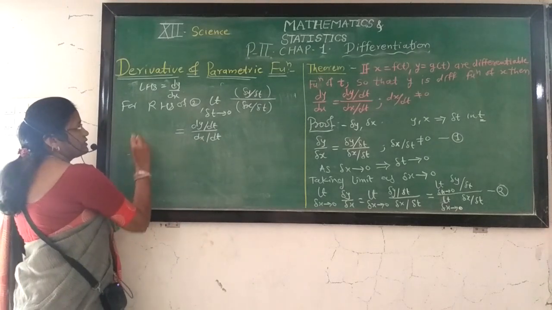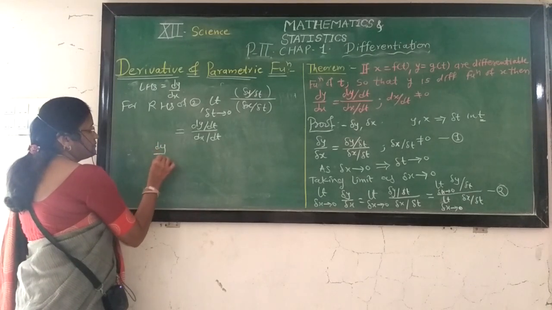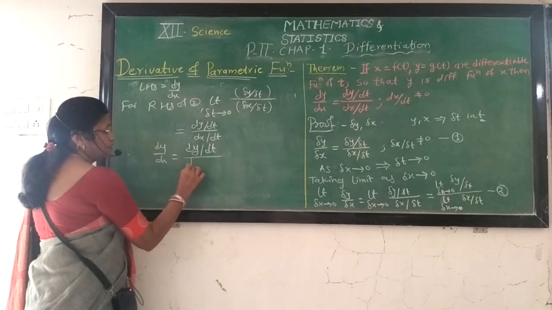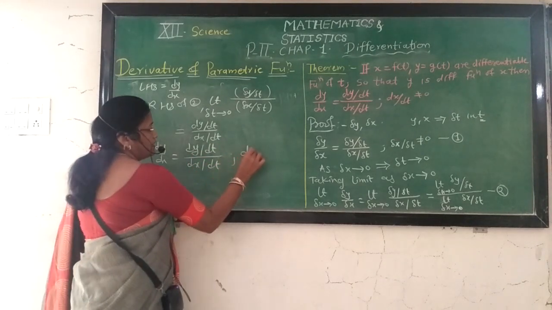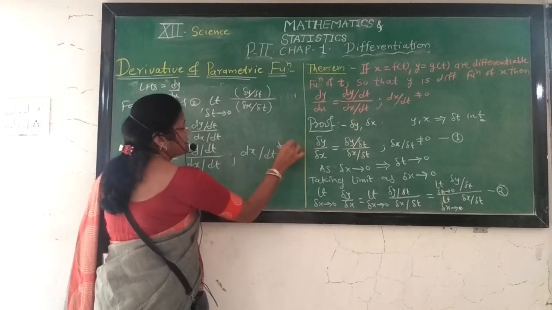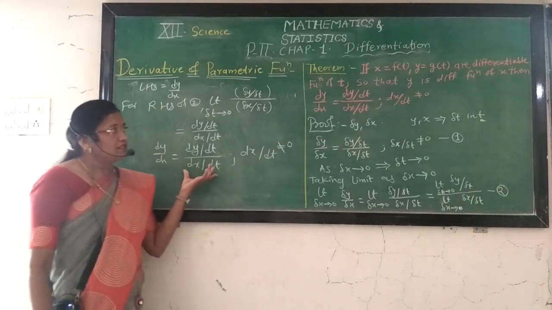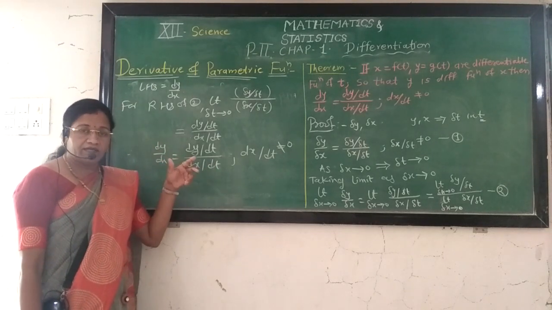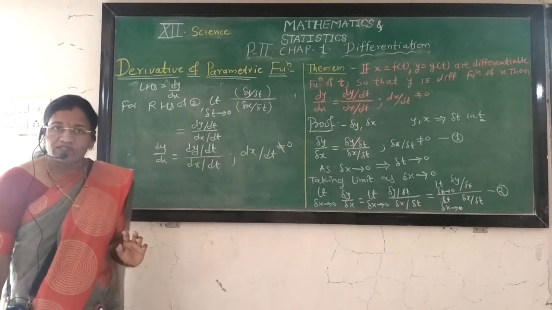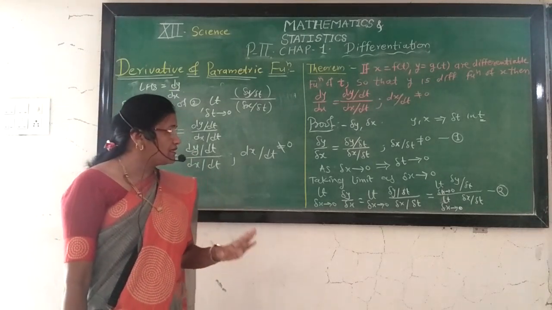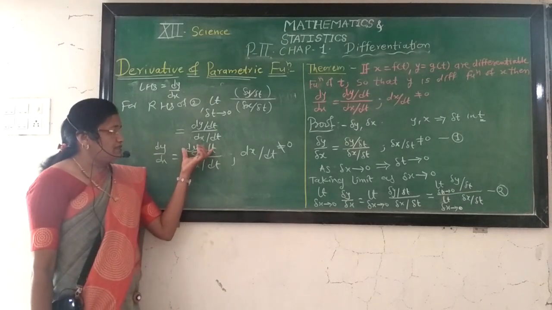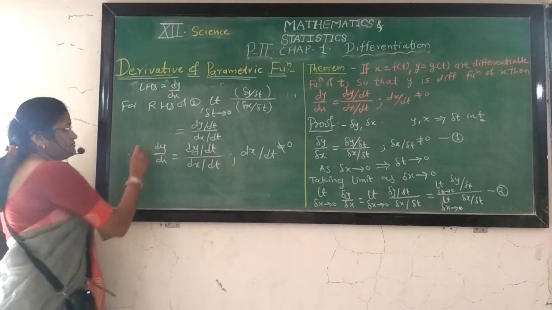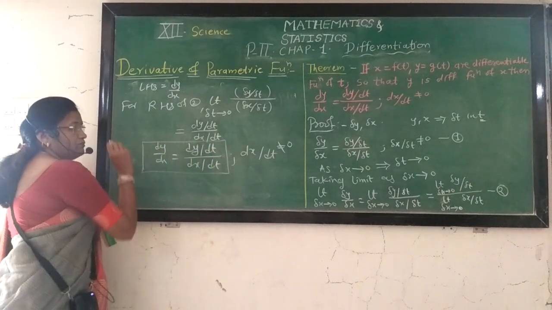So, combining, LHS equals dy by dx, which is equal to the RHS, that is dy by dt upon dx by dt, where dx by dt is always non-zero. This is the derivative of the function y with respect to x, where y and x are again functions of a third variable, that is the parameter t, and therefore it can be expressed as the division of their derivatives with respect to that parameter. This is a very important result as the derivative of a parametric function.